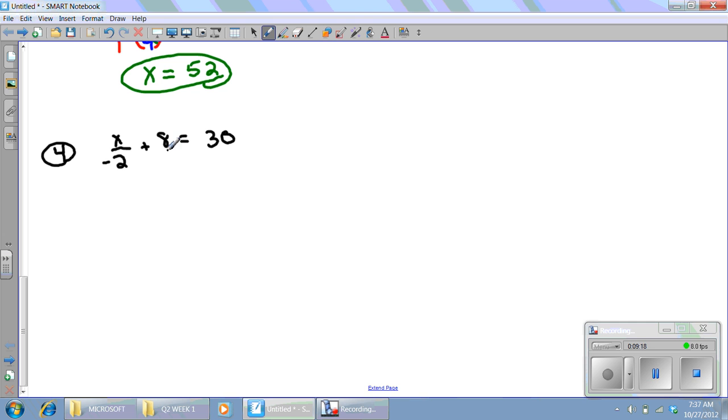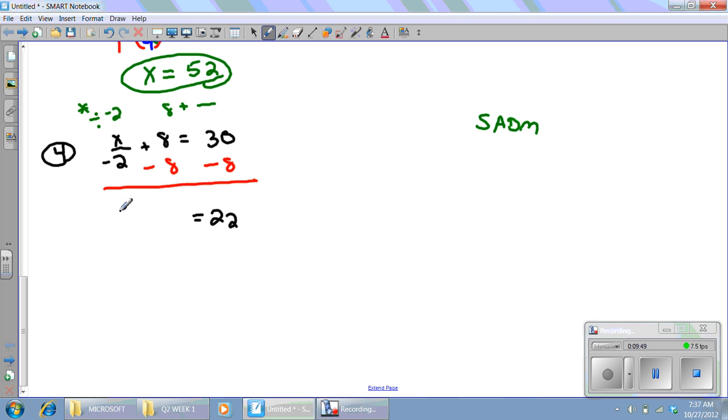All right, last problem here. I've got division, right? Negative 2 is attached by division. And I've got an 8 attached by addition. And to undo the addition, I'm going to subtract. To undo the division, I'm going to multiply. And Saddam is going to tell me to undo the addition first. So I will subtract 8 from both sides, and I will be left with 22, and the left-hand side is x over negative 2.